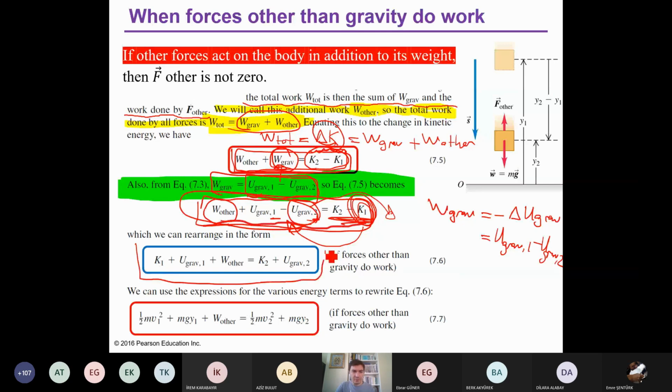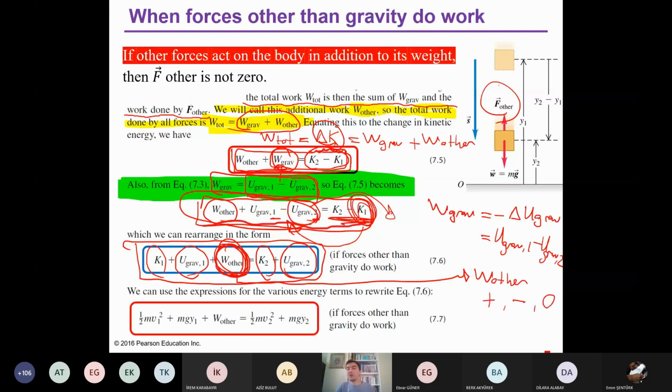Initial kinetic energy plus initial gravitational potential energy, plus W other is equal to final kinetic energy plus final gravitational potential energy. So what about the sign of work other? The sign of the work other can be positive. The sign of the work other can be negative, like here. And the work other can also be 0, okay? There are 3 conditions for this other work. It can be positive, it can be negative, or it can be 0. And you must be very careful when you are dealing with W other in calculations.